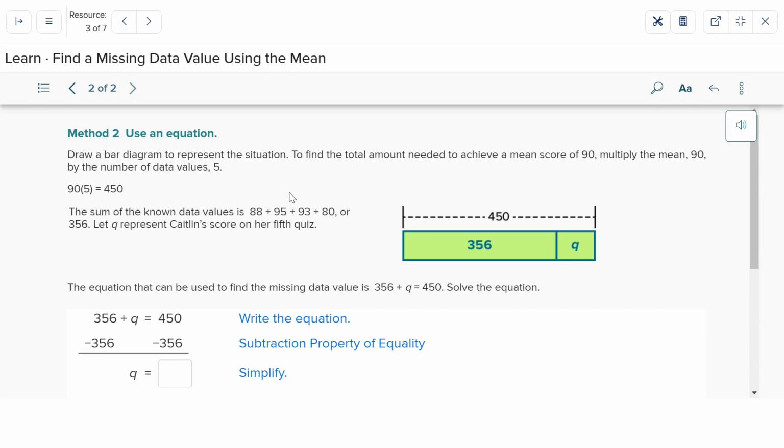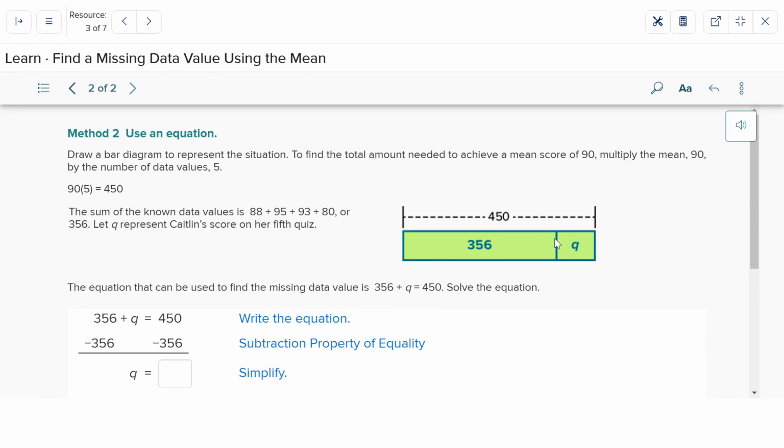So we're just going to do this mean calculation kind of in reverse here. So we're going to take 90 as our goal mean, multiply that by 5 data points that we eventually will have, and that's going to equal 450. And then we can add up the sum of the known values, which are the 4 they already gave us. And if you add those up, that's going to give you 356.